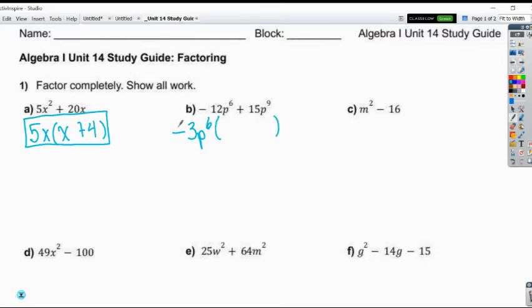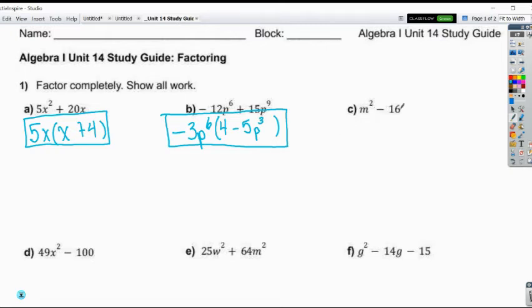Negative 12 divided by negative 3 makes positive 4. P to the 6 divided by p to the 6, those are the same. They're going to divide each other out. Now the positive 15 divided by the negative 3 makes negative 5. And p to the 9 divided by p to the 6, think subtract those exponents. 9 minus 6, this is going to make it p to the 3. So any other factoring patterns that we have looked at, they're not going to work there with a p to the 3 and then no variable. This is all we can do with it.